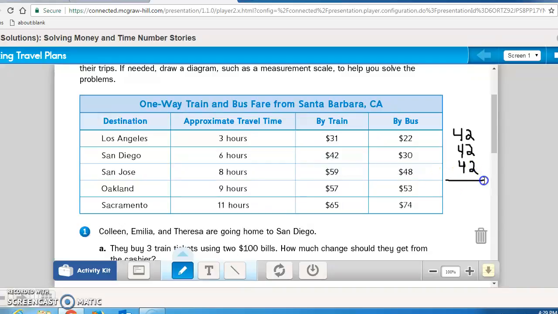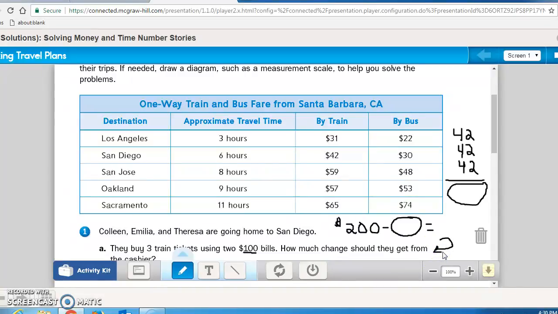Once you come up with that answer, you need to remember that they used 2 $100 bills, which is a total of 200. You need to subtract the cost of the train tickets, which is what you figured out here. And I'm going to leave that blank for now because I want to make sure that you are doing this problem. And then I want you to write the answer on the line below.